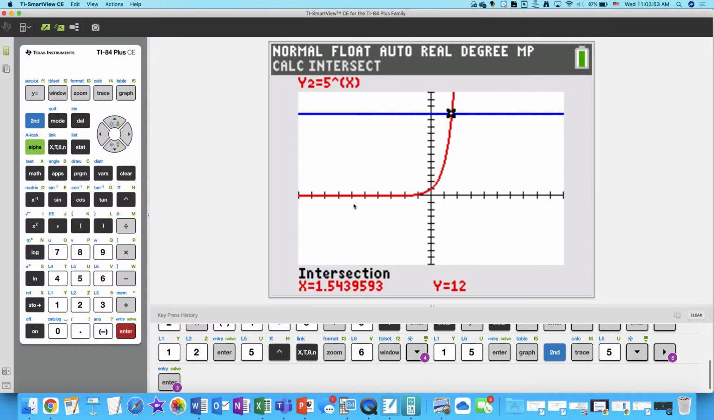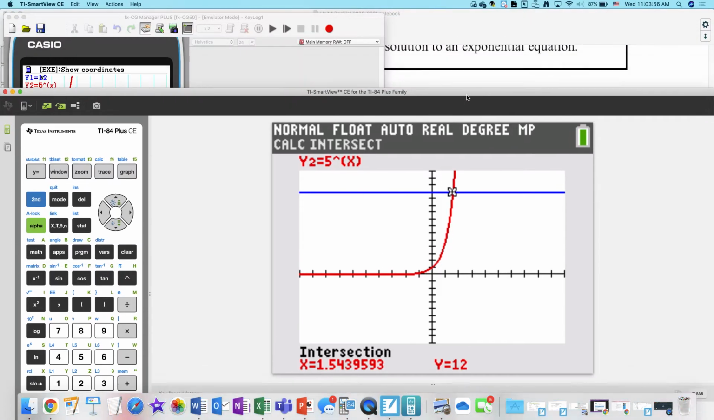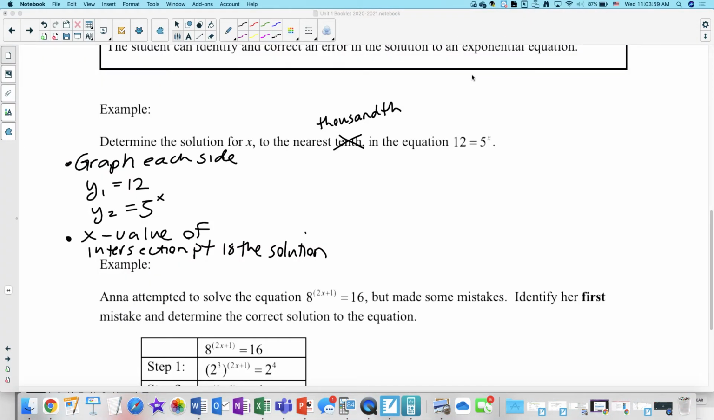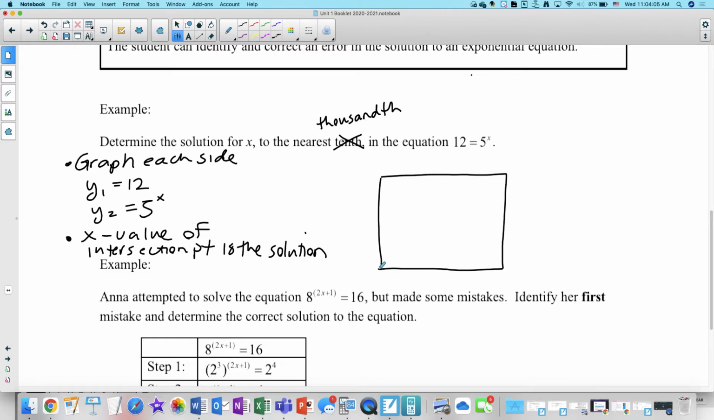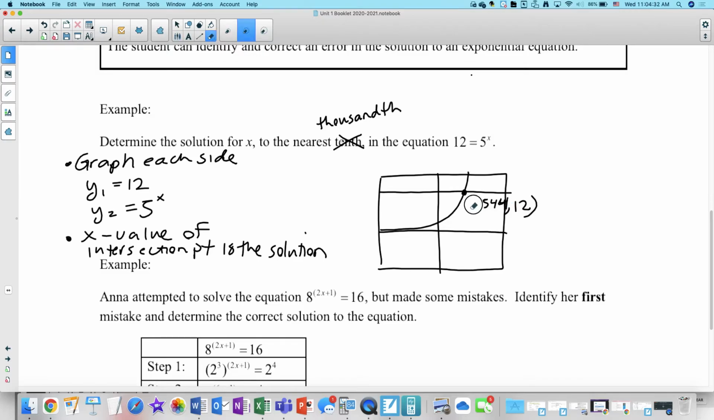Okay, so remember when you're showing your work graphically, I want to see what you saw on your calculator, right? So it kind of looked like this, and then there was this and this. And this was the point, did we say 5.44? 5.544, I think. No, it wasn't 5.544. It was 1.5, right? Okay.